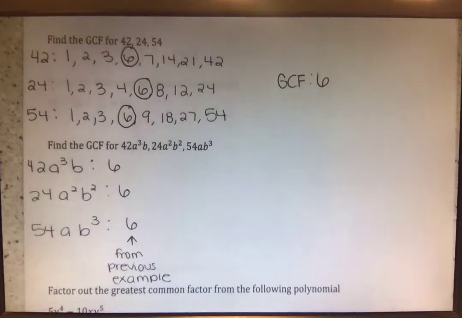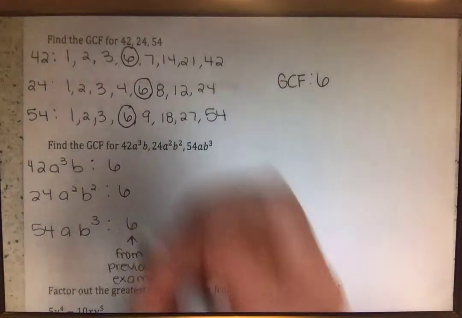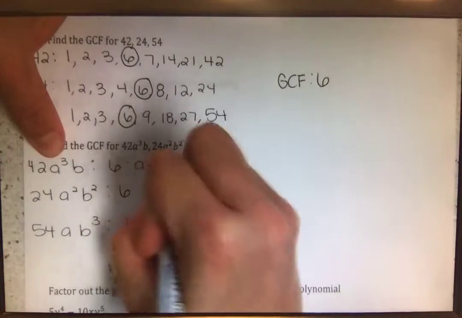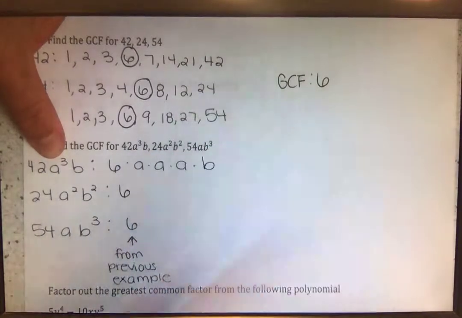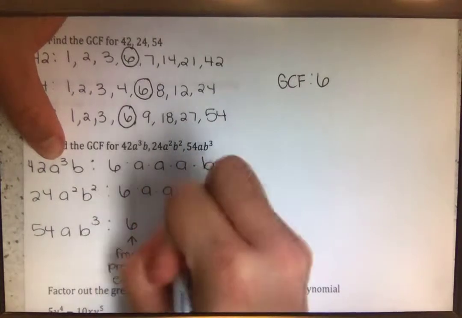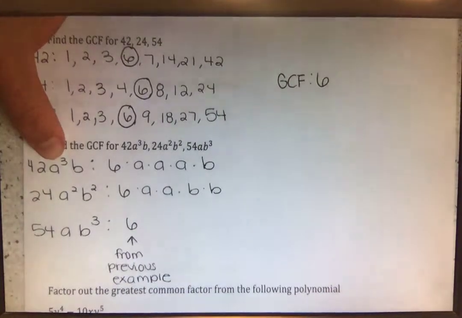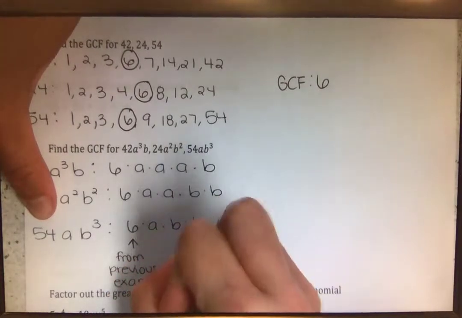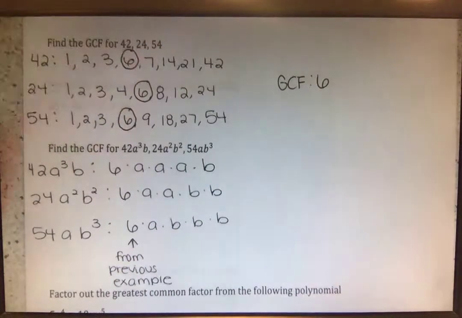So now we're trying to see how many A's and B's they have in common. So let's go ahead and write this out. So the first one, we have 42a cubed b. So we have 3 A's and 1 B. 24a squared b squared. So A times A, B times B, and then 54ab cubed. So we have 3 B's there.